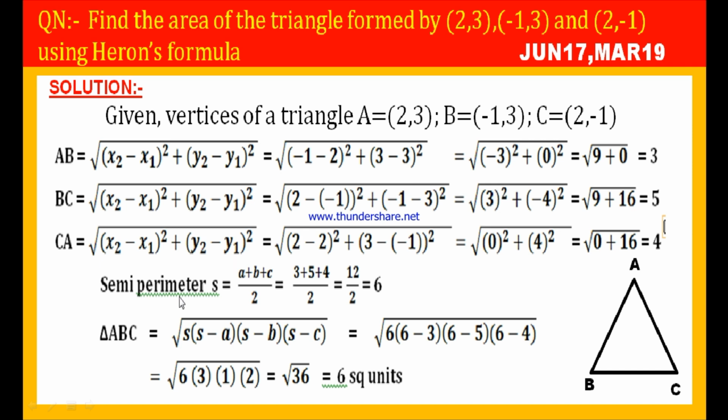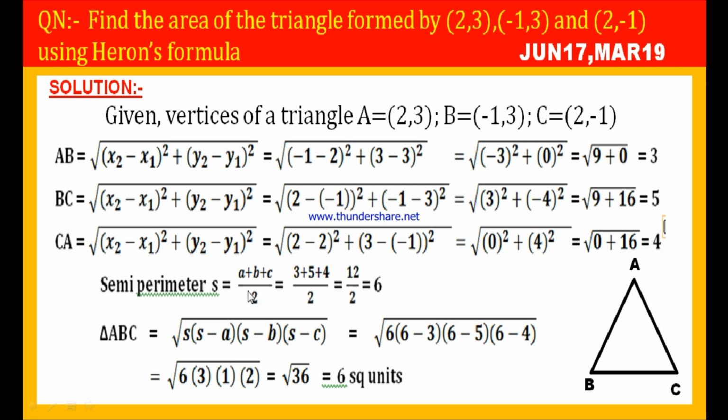Then let us find the semi-perimeter first of all. The semi-perimeter given by this letter S, which is equal to A plus B plus C by 2. Sum of the three sides, 3 plus 5 plus 4 by 2. What is 3 plus 5 plus 4? 3 plus 5 is 8, 8 plus 4 is 12 by 2, which is equal to 6 units.